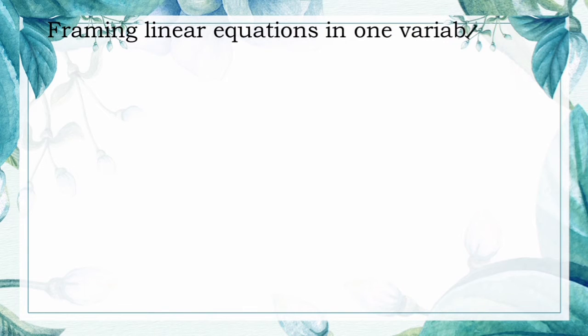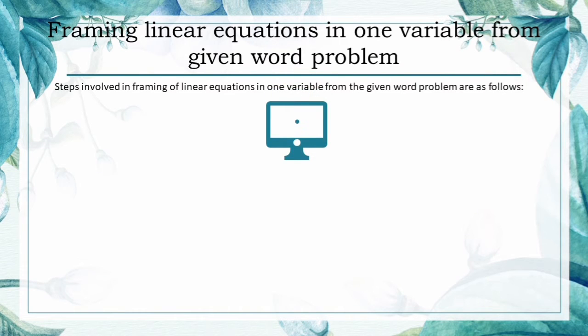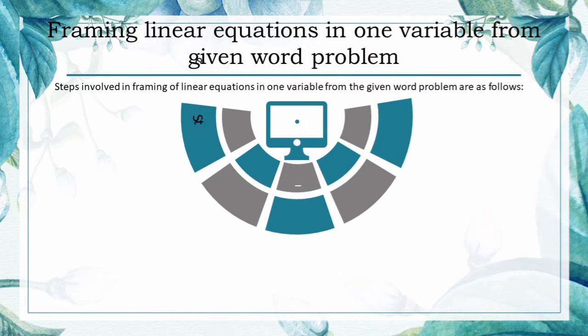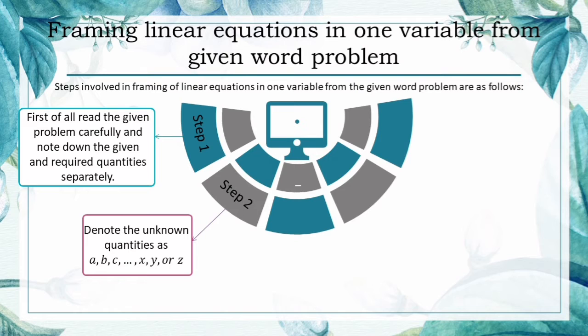Next, framing linear equation in one variable from a given word problem. The steps involved in framing a linear equation in one variable from the given word problem are as follows. Step 1. First of all, read the given problem carefully and note down the given and required quantities separately. Step 2. Denote the unknown quantities as A, B, C, or Z.